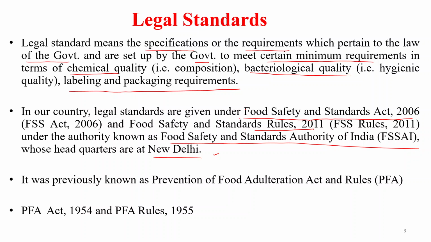Earlier, the Food Safety and Standards Act was called the Prevention of Food Adulteration Act, and the rules were called the PFA Rules. The PFA Act came in 1954 and the PFA Rules in 1955. Now the FSS Act came in 2006 and the rules came in 2011. FSSAI was established in 2008 under the Food Safety and Standards Act 2006.